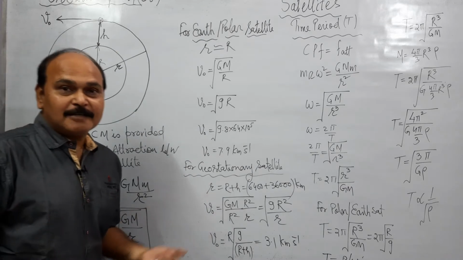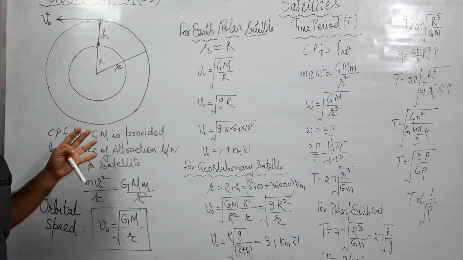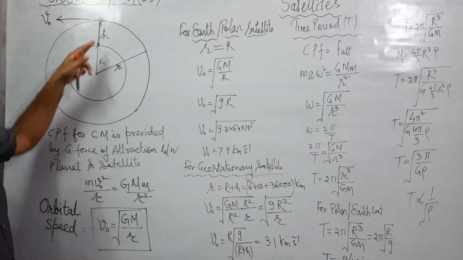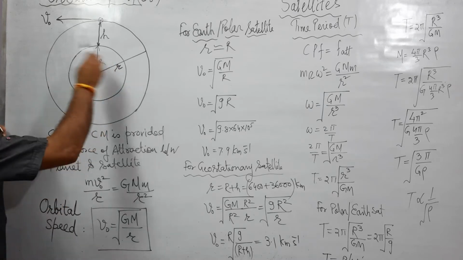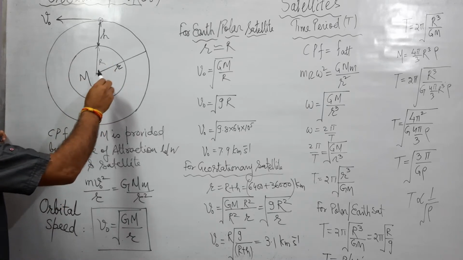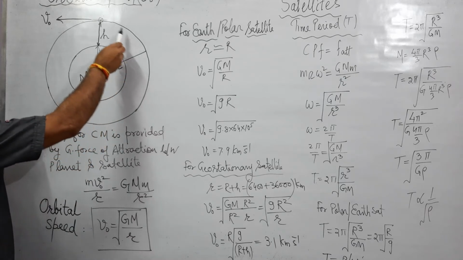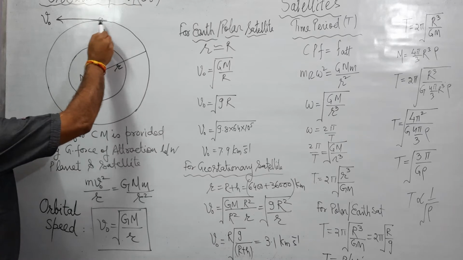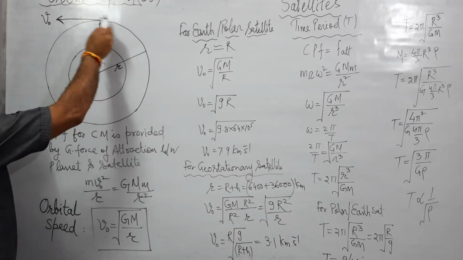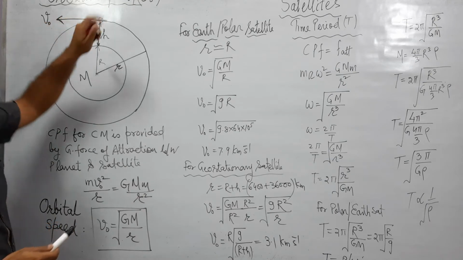Well, children, satellites are those objects which revolve around a planet. So, if this is a satellite moving on the circular path all around this planet whose mass is M and radius is capital R, the speed with which this satellite moves in its circular orbit around this planet is called its orbital speed.